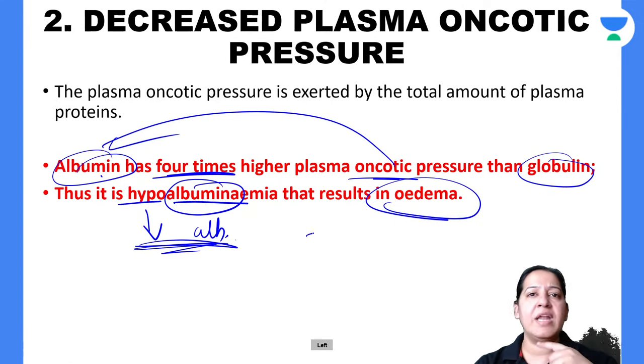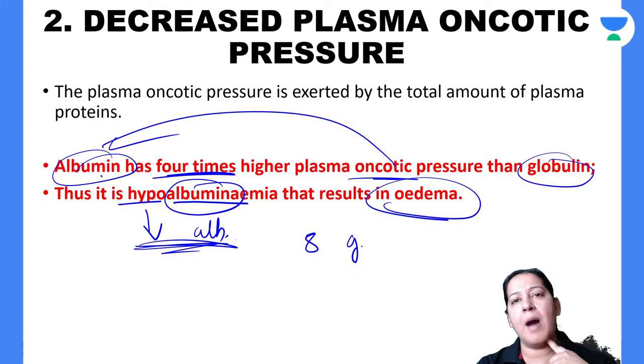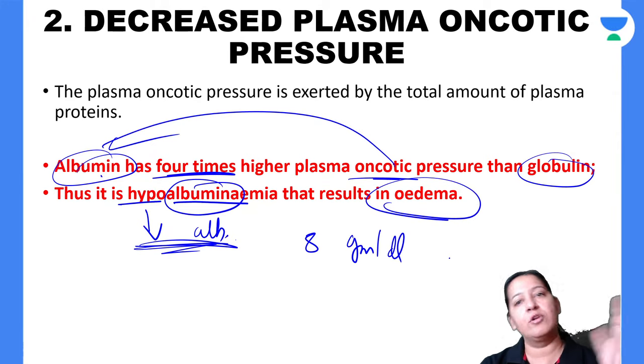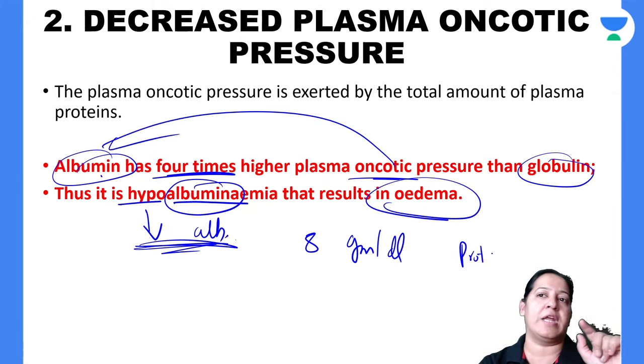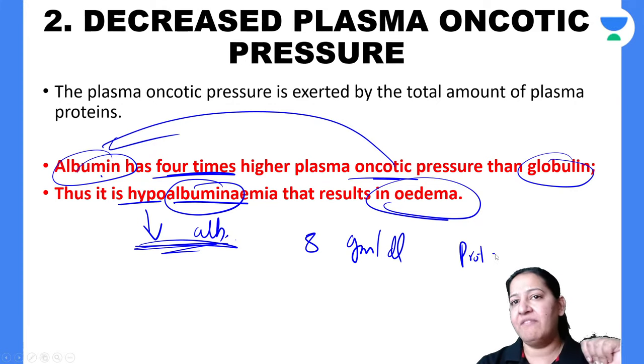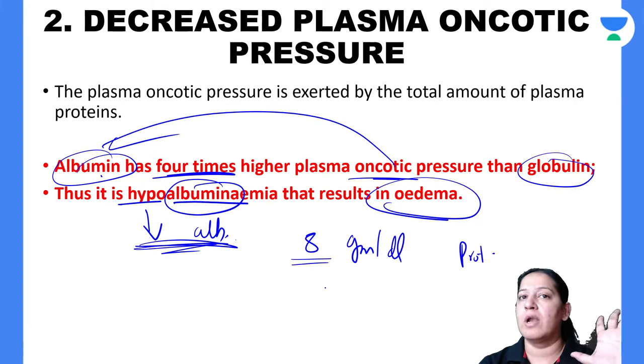Normal range of protein is 8 gram per deciliter. I am having 8 gram per deciliter protein in my blood. You also have it. Normal human beings, this is the total protein. Total protein in our blood is 8 gram per deciliter. So when will the edema occur? When the protein will fall, how much?